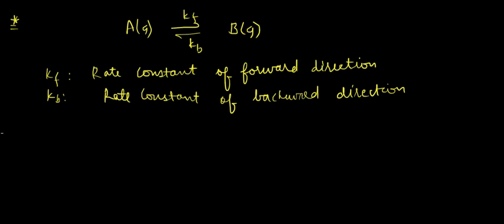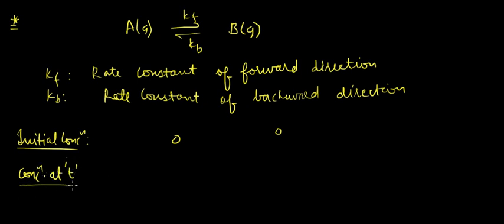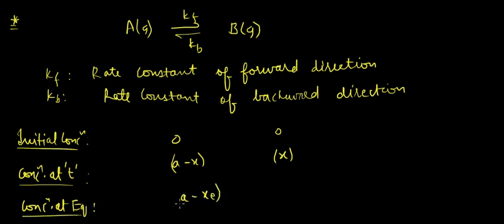Okay, so let's say the initial concentration of A was a and 0 here. Concentration at time t first was, let's say, a minus x and x here, and concentration at equilibrium finally was a minus xe and xe here.